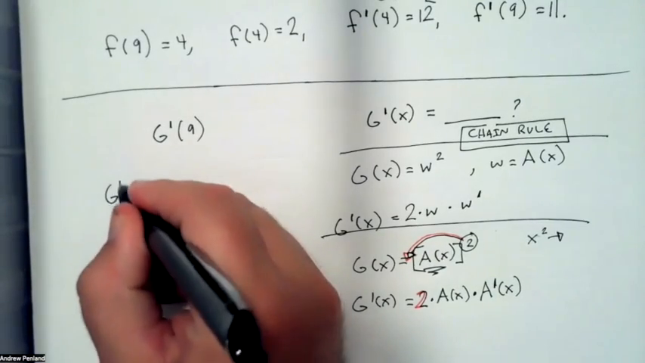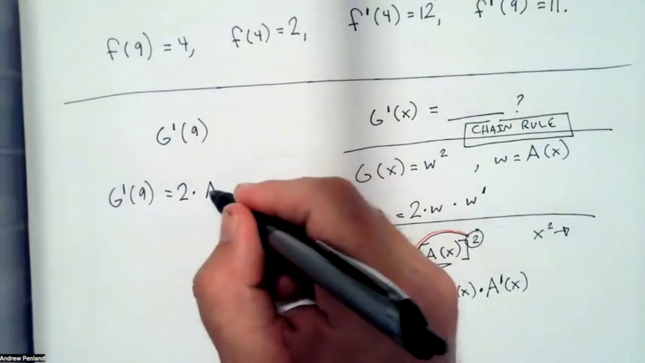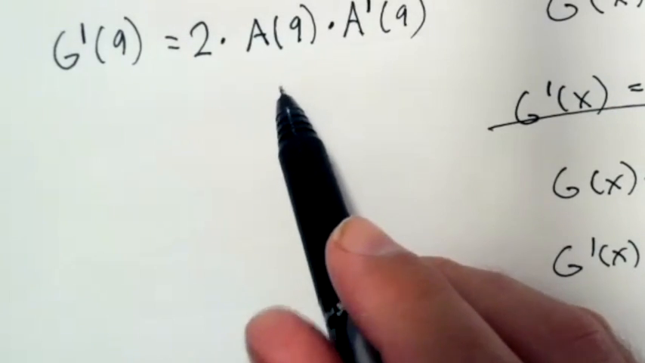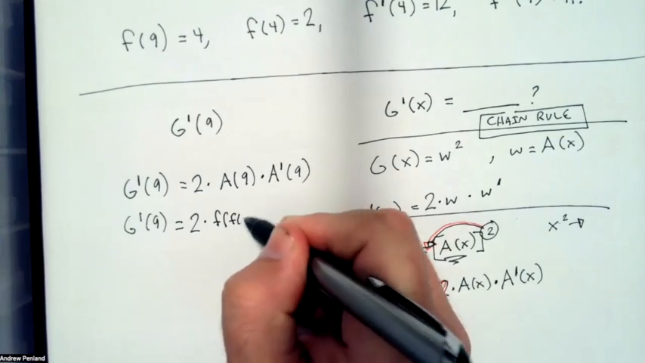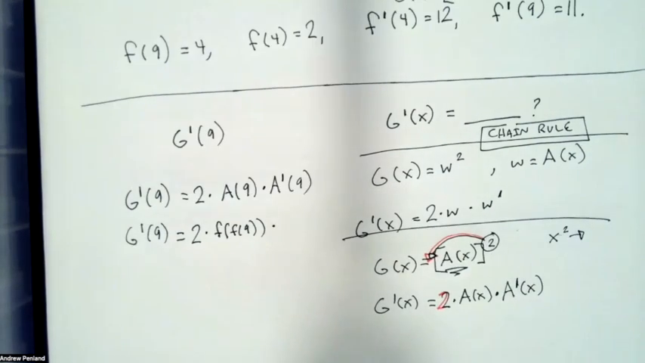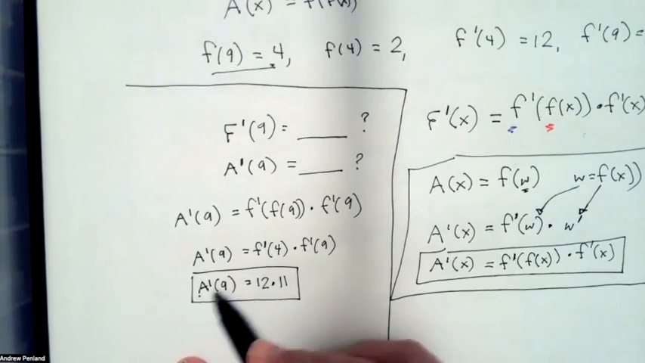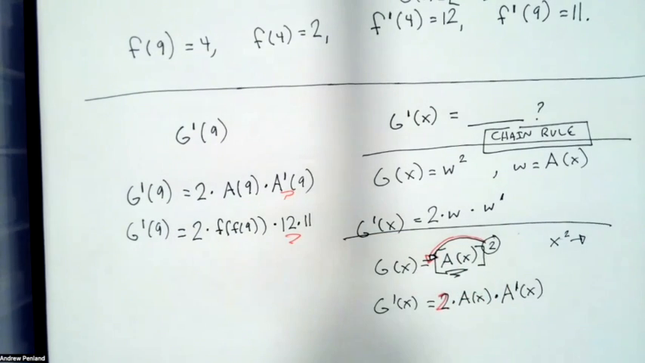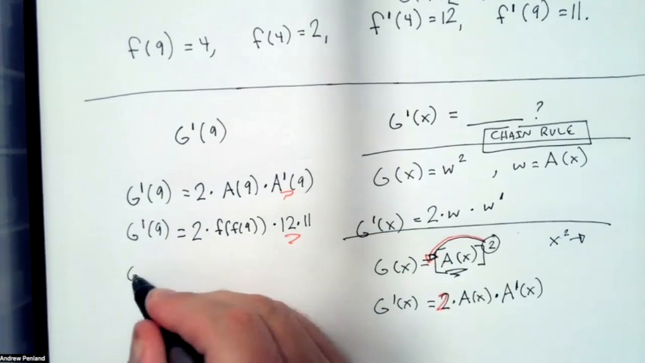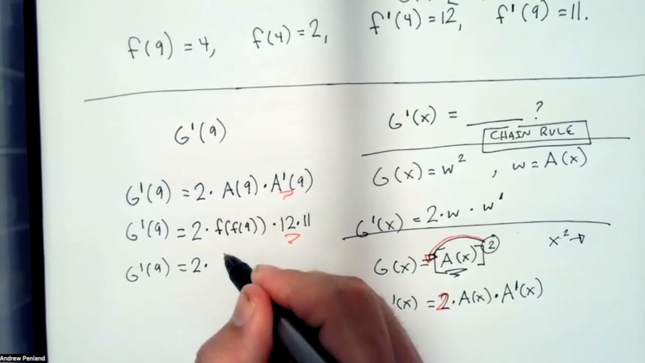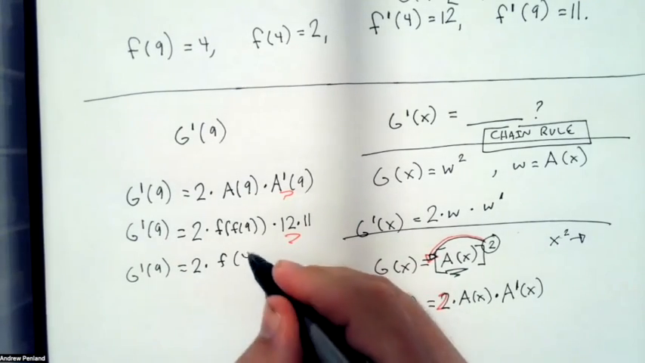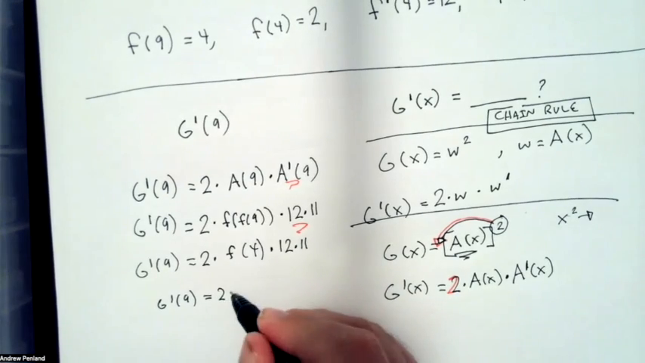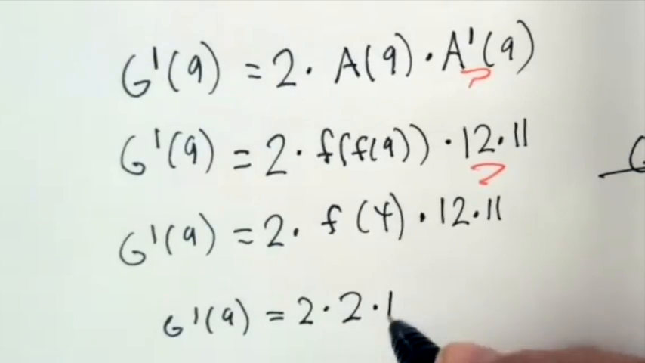G prime of 9 is equal to 2 times big A of 9 times A prime of 9, and then A of 9 will be f of 9. A prime of 9 we actually already figured out, so we're going to have to carry that information forward. That A prime of 9 is equal to 12 times 11. Then we're going to go to g prime of 9, and now we're just going to start plugging in. This is 2 times f of 9 is 4, so 2 times f of 4 times 12 times 11, and g prime of 9 is equal to 2 times f of 4 is 2, so 2 times 2 times 12 times 11.